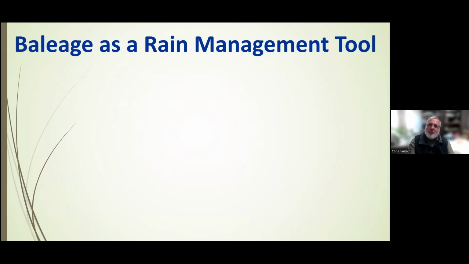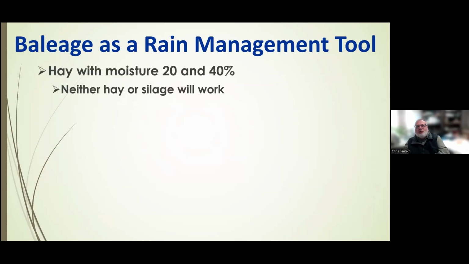So a lot of farmers are using baleage as a rain management tool. And what I mean by that is that normally we tell people that when the hay you're trying to get dried down is between 20 and 40% moisture, that's kind of a no man's land. Neither silage nor dry hay will work, so you can't successfully store that hay.